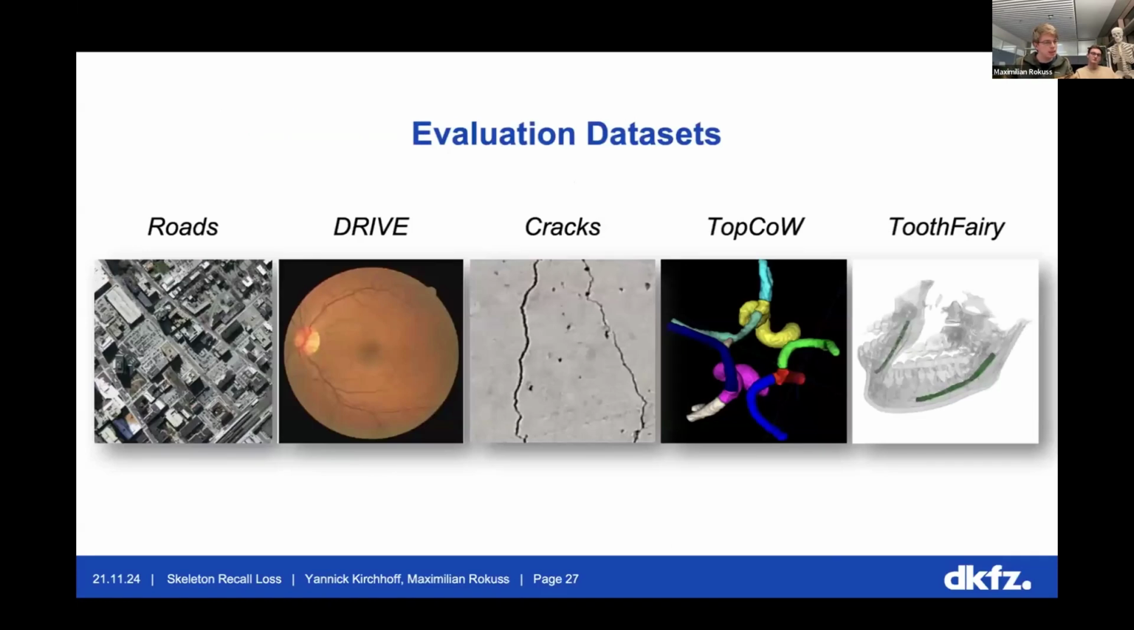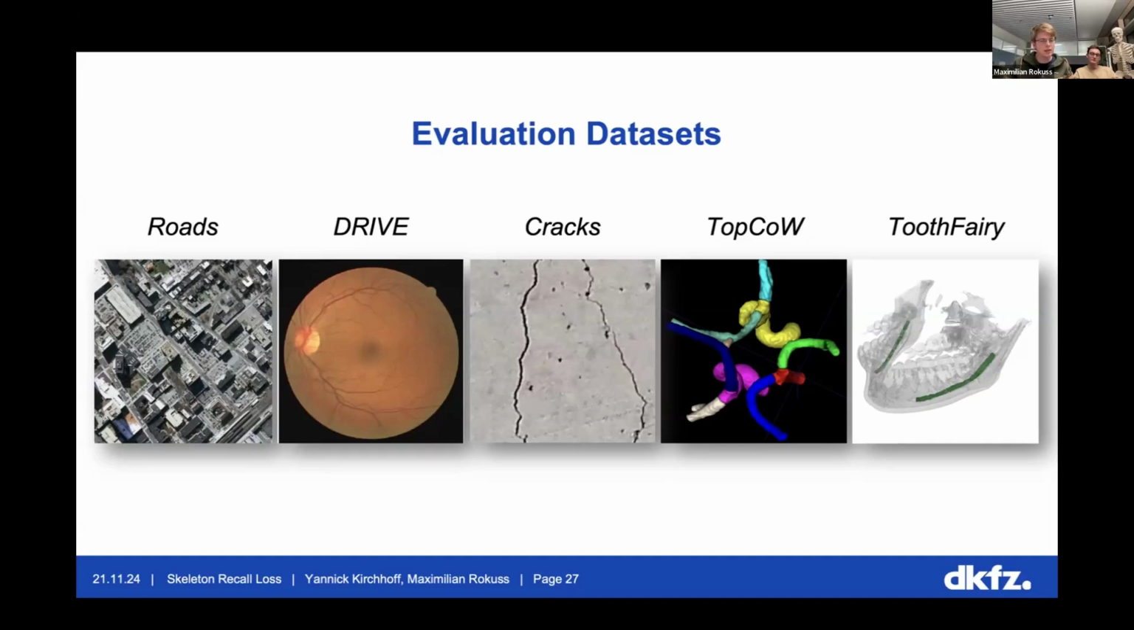We do all of our experiments on 5 data sets in total. You've briefly seen already these data sets. This was roads, so road segmentation on satellite images, then DRIVE, which is about vessel segmentation on retinal images, and cracks, which is just the segmentation of cracks in any kind of concrete structures. And these were the 3 2D data sets we had, but we also had 2 3D data sets. These were challenge data sets from last year's MICCAI conference. On the one hand, TopCoW, so that was circle of Willis segmentation, so basically vessels in the brain on MRA images and CTA images.